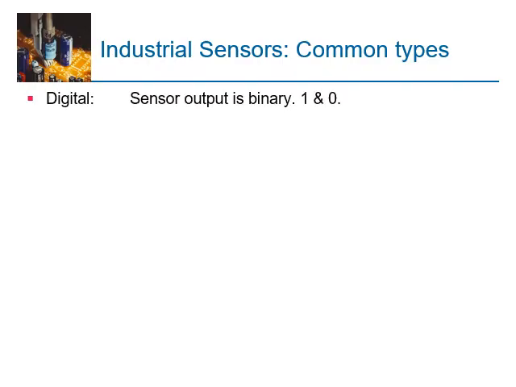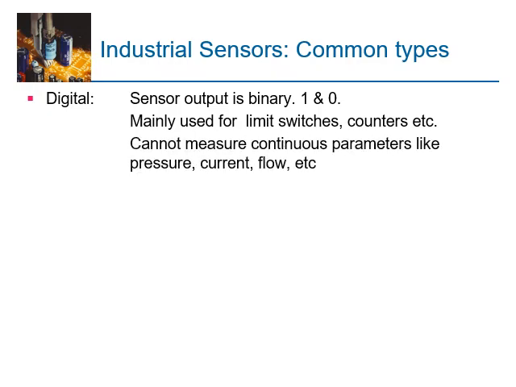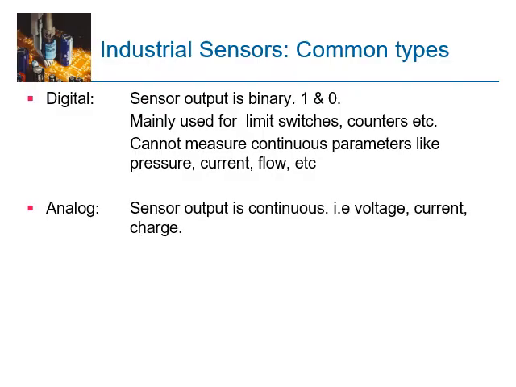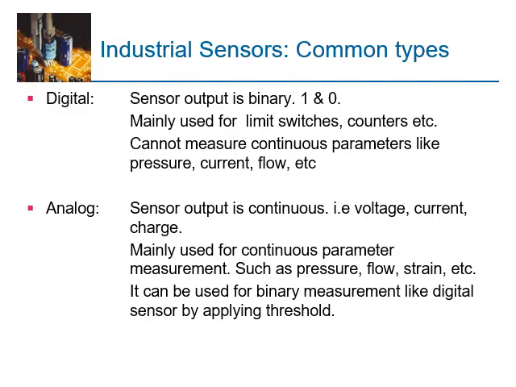You can also classify the sensors as digital sensors or analog sensors. Digital sensors mean the sensor can give either presence or absence of the object, 1 or 0. So usually limit switches and counters are the types of sensors used as digital sensors. Whereas when you have a continuous variable, we use analog sensors, like pressure sensors, current sensors, flow sensors, force sensors, strain gauges. These are considered analog sensors. So these are another two categories that can be used for sensors.